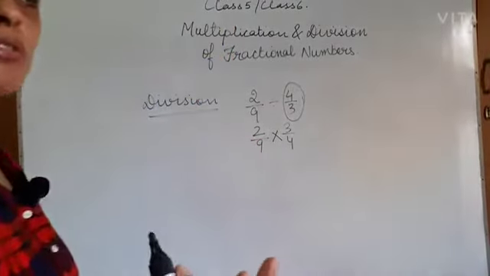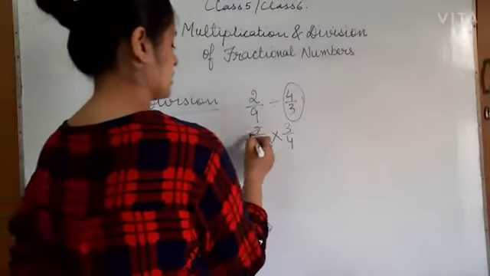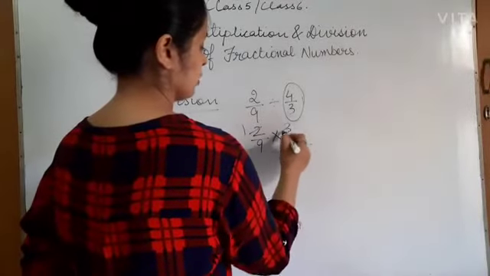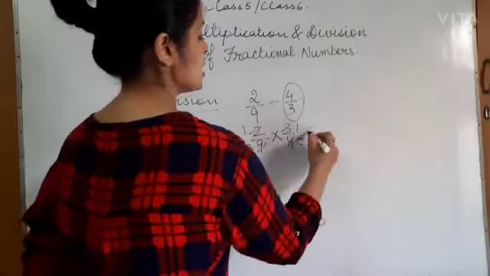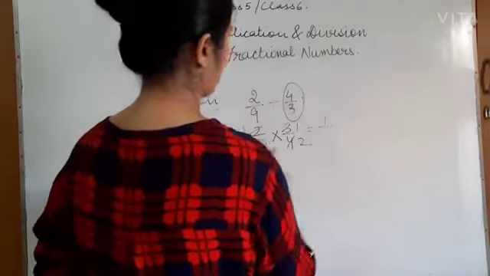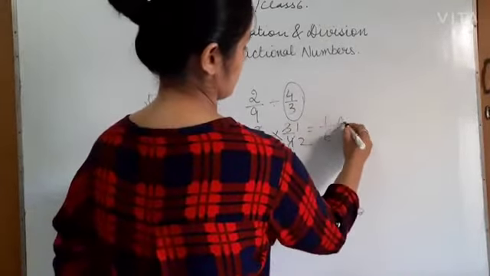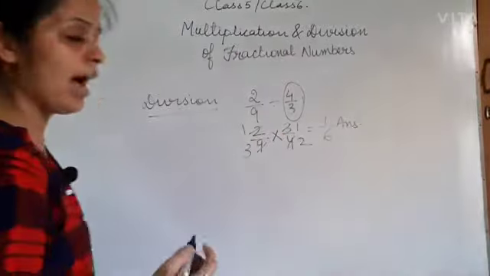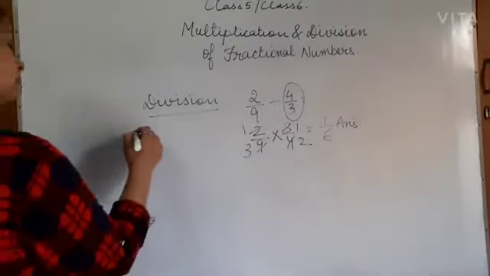Now if any cutting is possible, do the cutting. 2 1s are 2, 2 2s are 4, 3 1s are 3, 3 3s are 9. Now multiply the numerators and multiply the denominators. This is your answer.